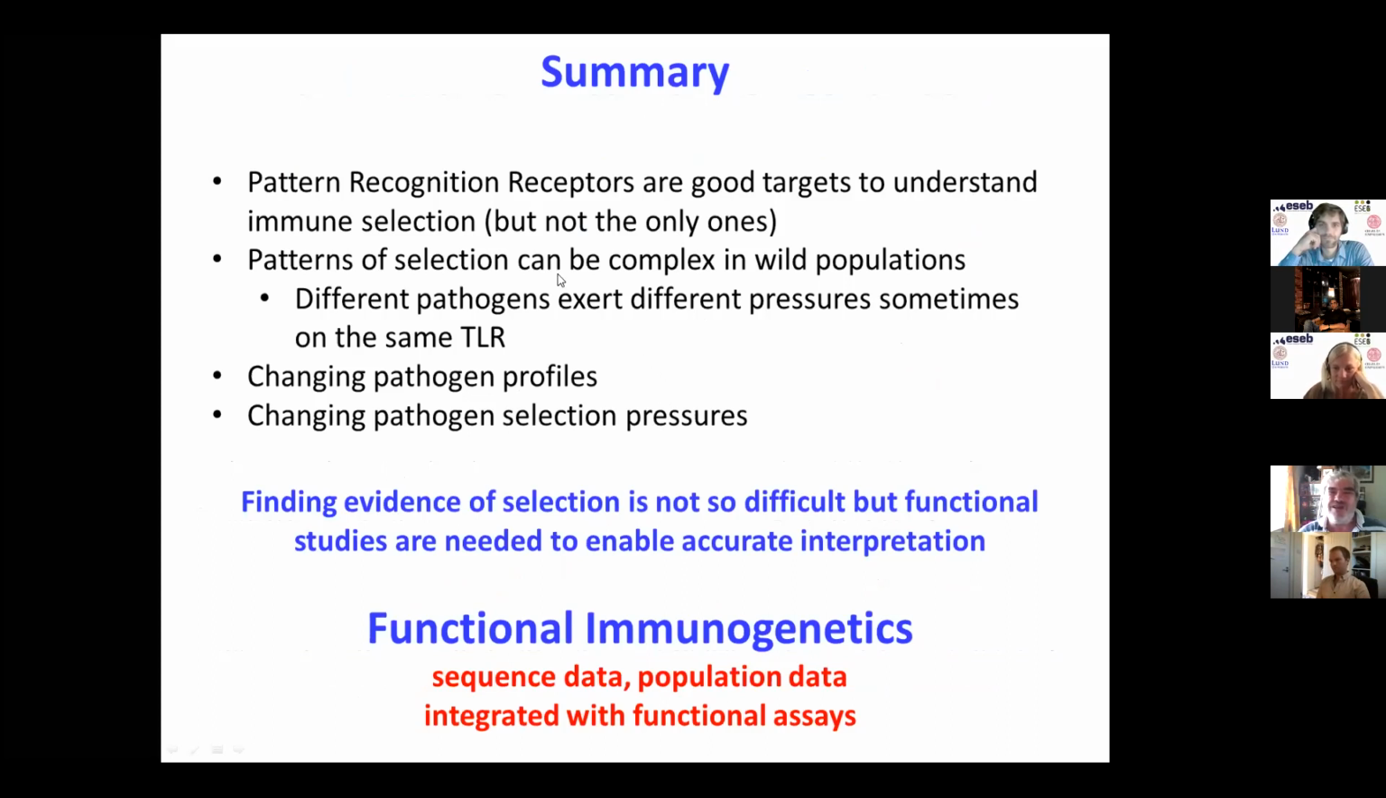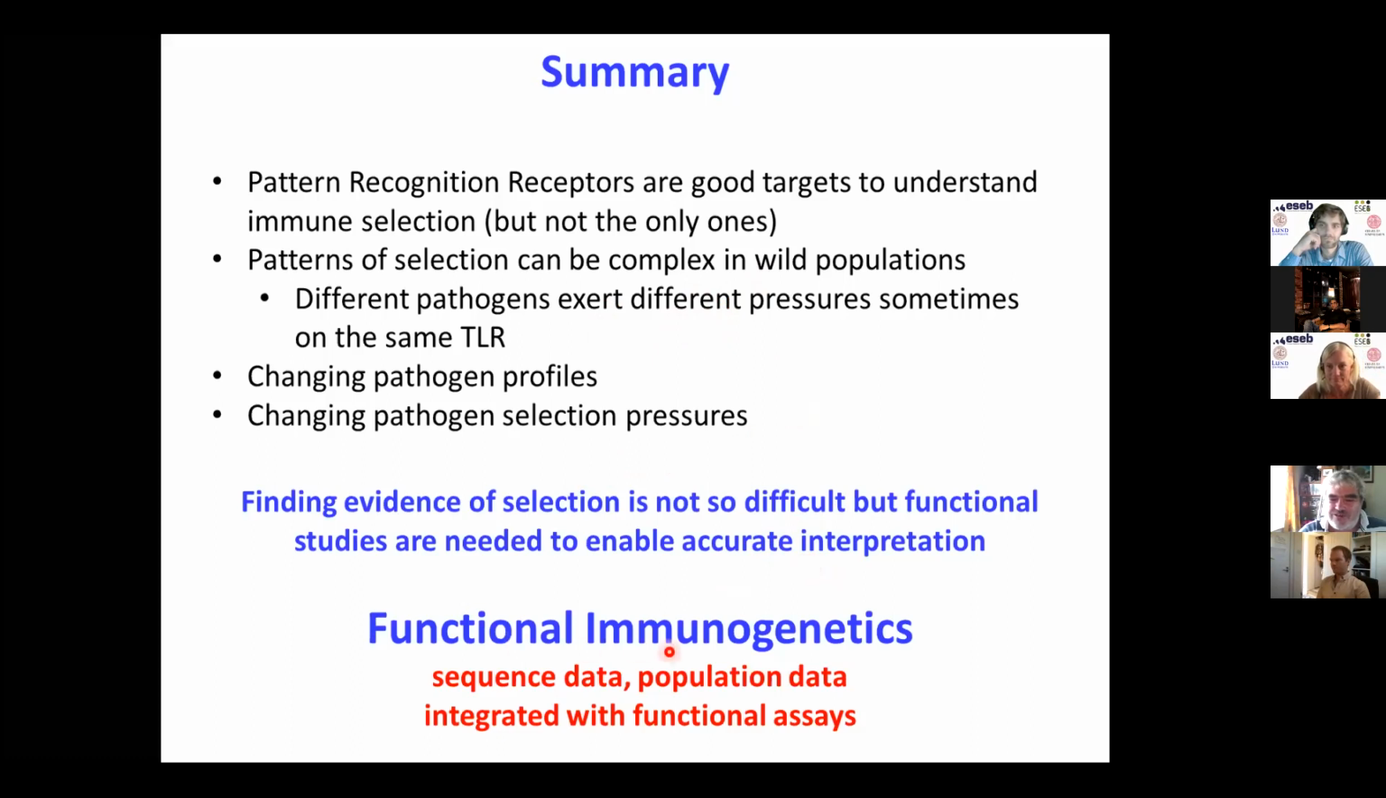So in summary, what we think is these receptors are really good targets to understand immune selection, but they're not the only ones. Their patterns of selection can be complex, particularly in wild populations, and we have to think about pathogens and the host and how they might have different effects. We have to think about changing pathogen profiles and changing selection pressures. Finding the evidence of selection in some of these pattern recognition receptors is not so difficult, but functional studies are what's needed to enable accurate interpretation. I hope I've convinced you of that.